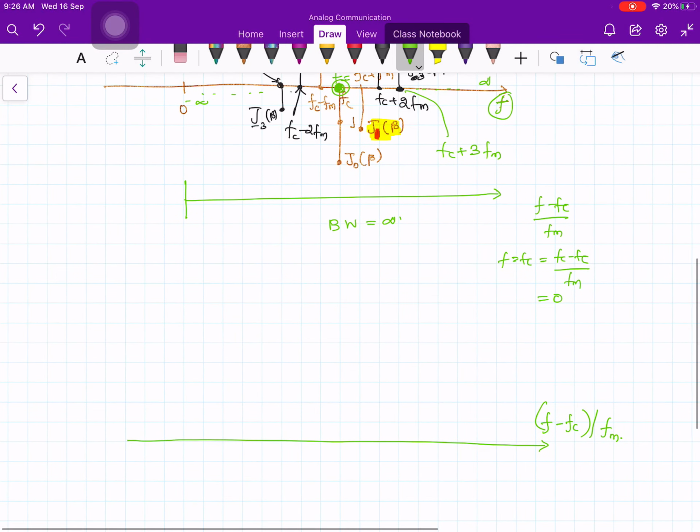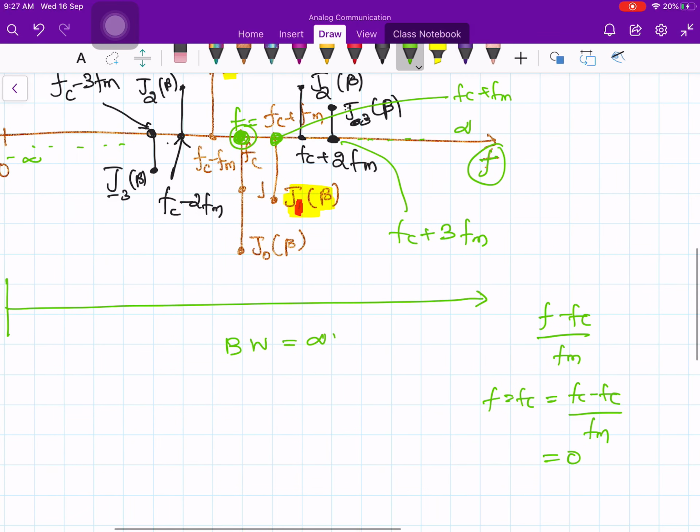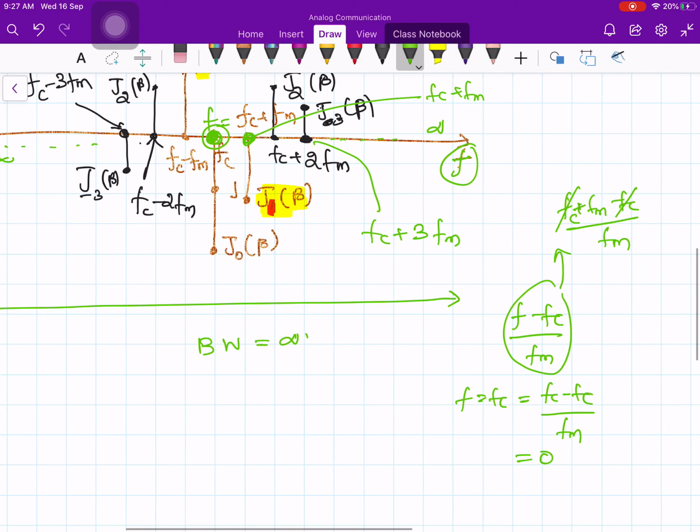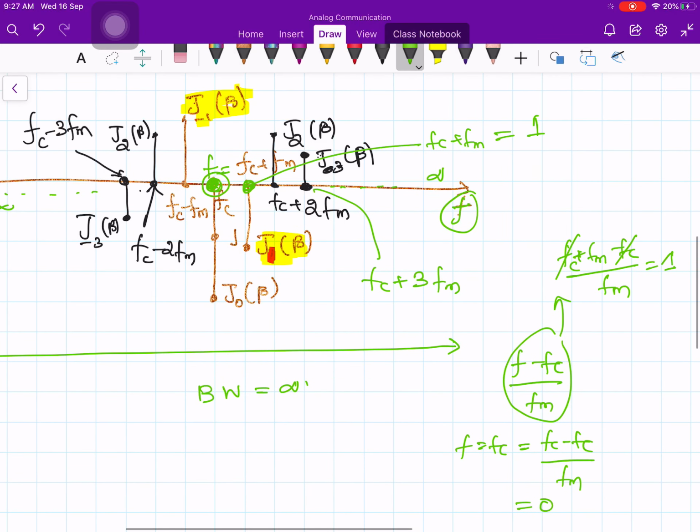Okay, so this point corresponds to 0. And this point, what is this point? fc plus fm. Substitute in the formula: f minus fc by fm, so fc plus fm minus fc divided by fm, fc gets cancelled, fm by fm is equal to 1. Therefore this point is normalized to 1. Similarly this point is normalized to 2 and this point is normalized to 3.